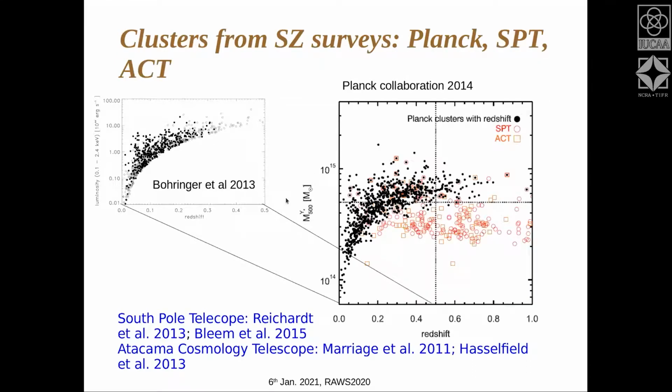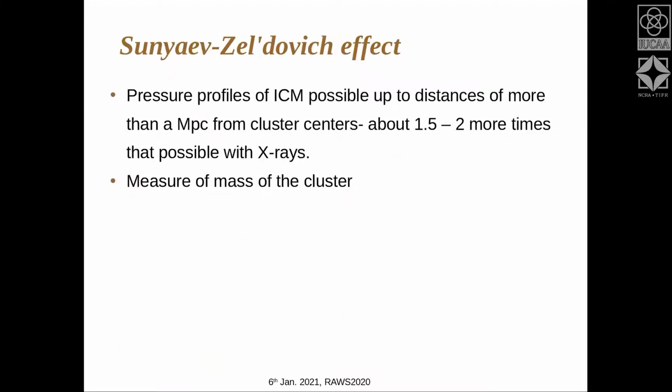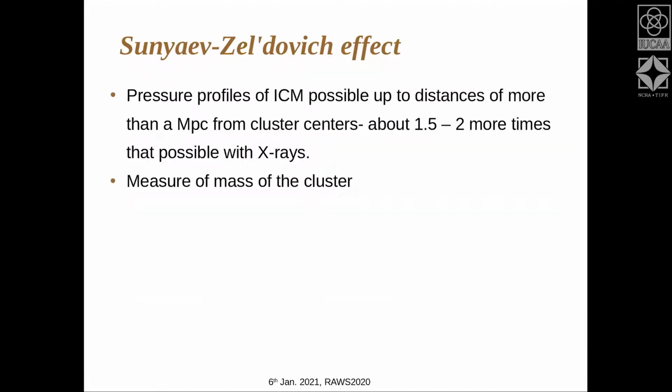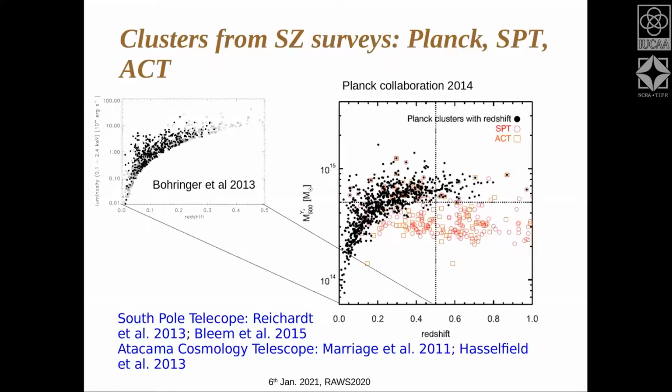To give you an idea of how much the picture has changed: until the 80s, people were still detecting the Sunyaev-Zeldovich effect, and with the advent of the Planck satellite, there is an all-sky measurement of the Sunyaev-Zeldovich effect, and one detected many new clusters. Earlier I had shown you this plot of luminosity versus redshift from the ROSAT X-ray satellite. As compared to this, now our picture has come to this plot.